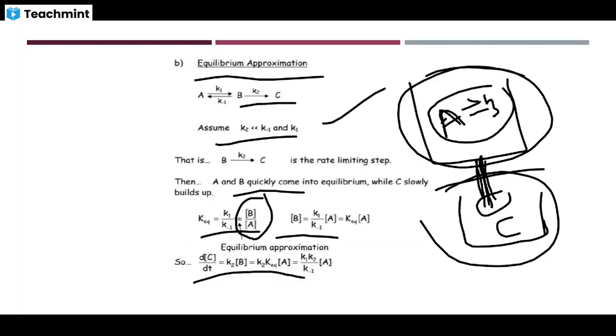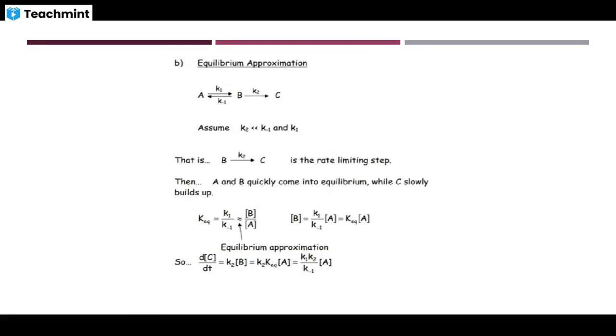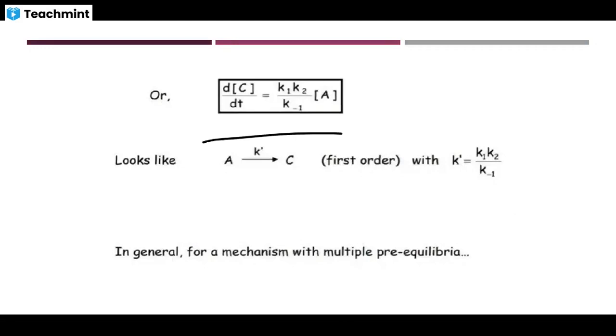Then you can derive dC by dt equals K2 B. B is nothing but K equilibrium into A, otherwise K1 divided by K minus 1, into K2 into A. K equilibrium is nothing but K1 divided by K minus 1. So dC by dt equals K1 K2 divided by K minus 1, into A. It looks like A tends to C with a K dash, and K dash is nothing but this.